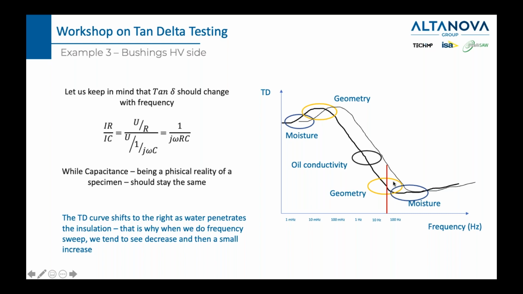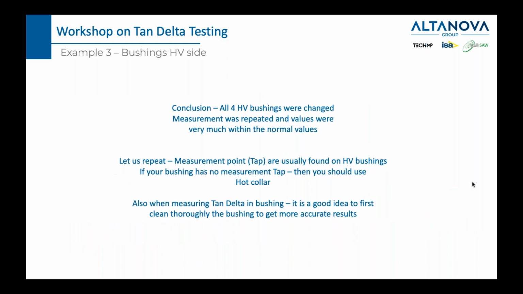So shifting the curve to the right creates now a different presentation. If we say this is 50, we will not see this anymore, but we will see the curve going down and then the curve going back up. So we will see this and this. And because of that, you don't see more or less a straight line. You see something going down, and then something slightly either going up or staying the same. So because of this, we know that we had a problem with our bushings. What we did, all 4 bushings were changed, and then the test was repeated, and all the values were shown to be normal.